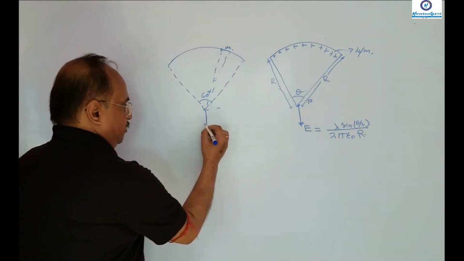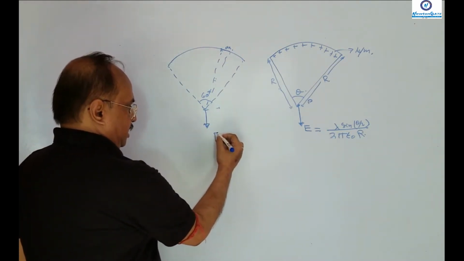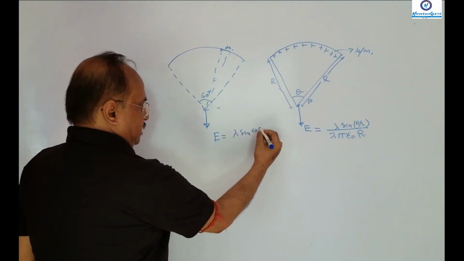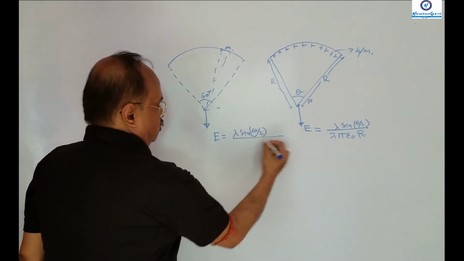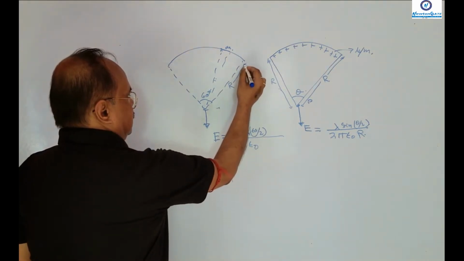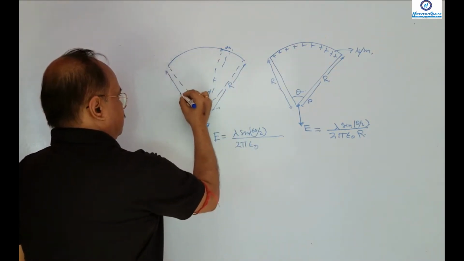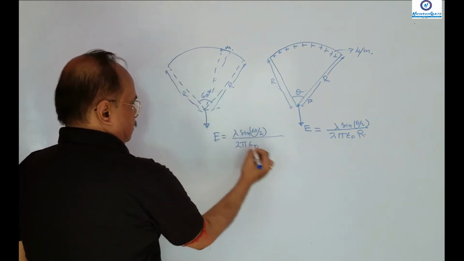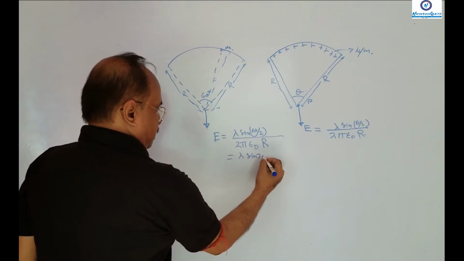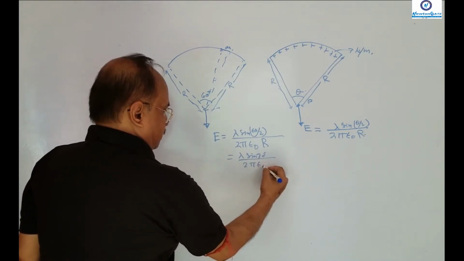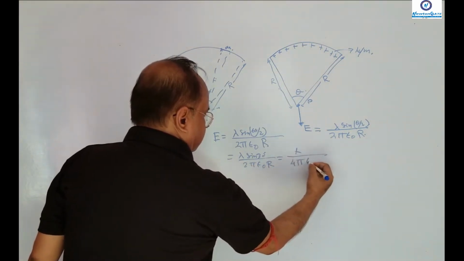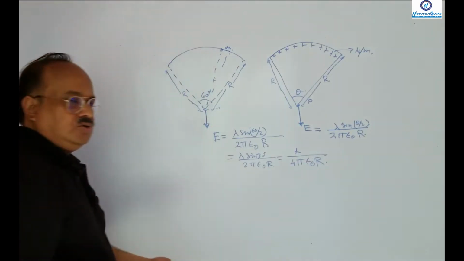Here also the electric field will be in this direction, and the electric field will be equal to lambda sine 60 degree divided by 2 into 2 pi epsilon naught, and the radius, let us take this radius as r for easy calculation. So it will be lambda sine 30 degree by 2 pi epsilon naught r, and that will be lambda by 4 pi epsilon naught r, which is your answer. That's all.